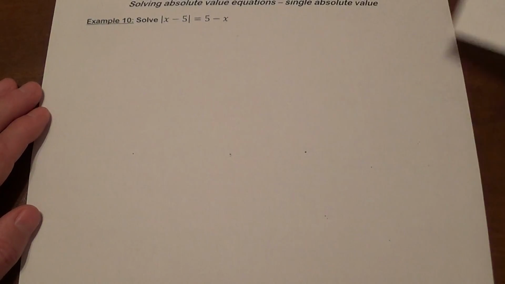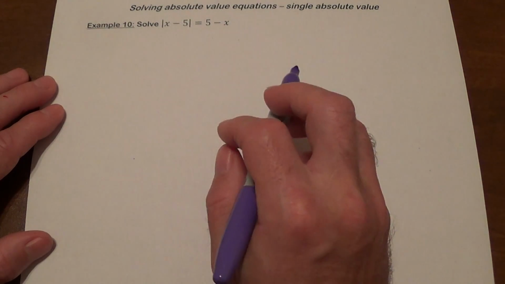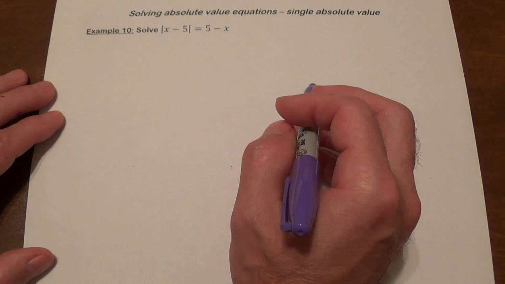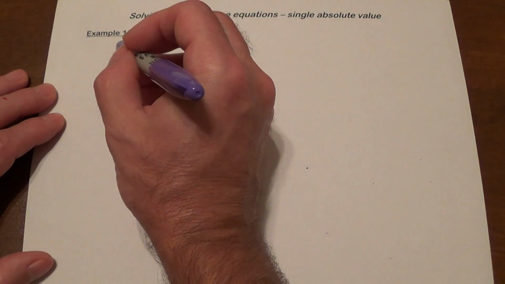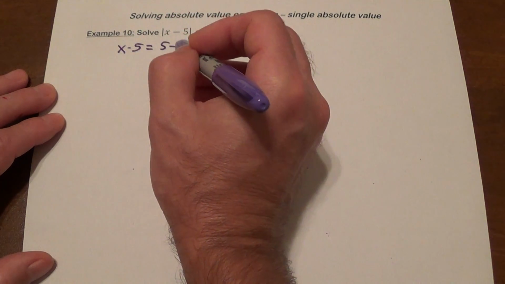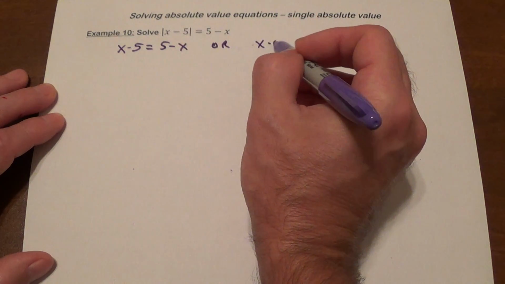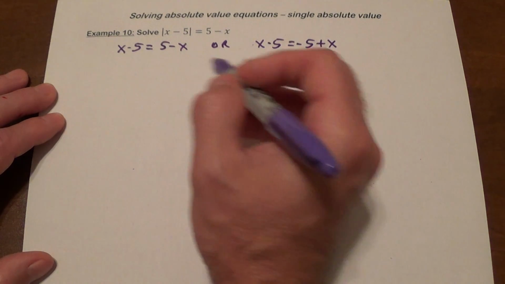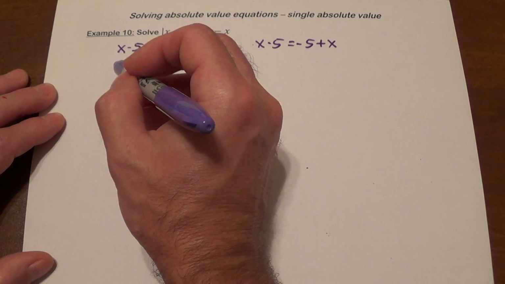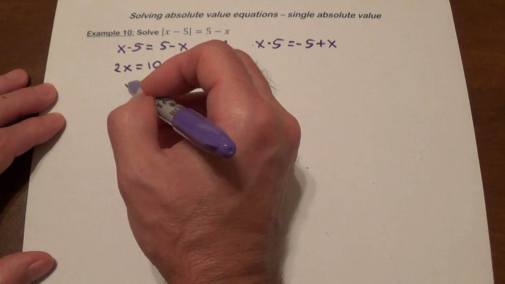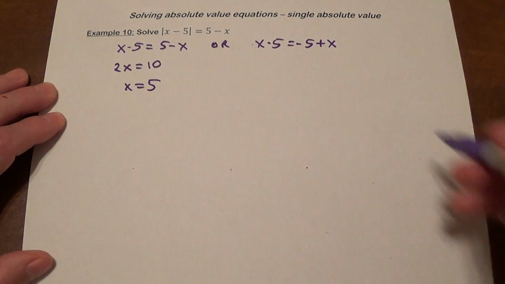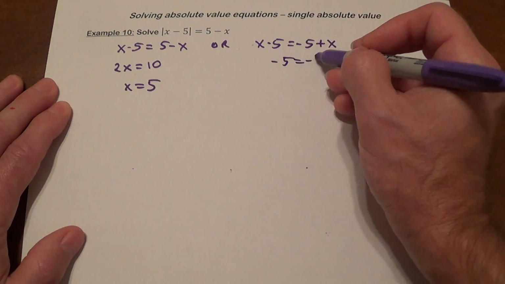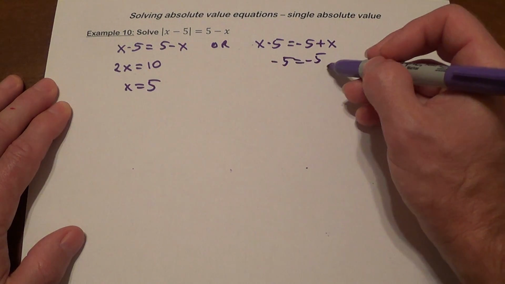Okay, I have one last example. You might have seen this problem before. They sometimes come up in different math groups. So x minus 5 equals 5 minus x, or x minus 5 equals negative 5 plus x. So what happens here? This one's going to give you 2x equals 10, gives you x equals 5. On this side, we're going to get negative 5 equals negative 5. So it seems like it's all real numbers.